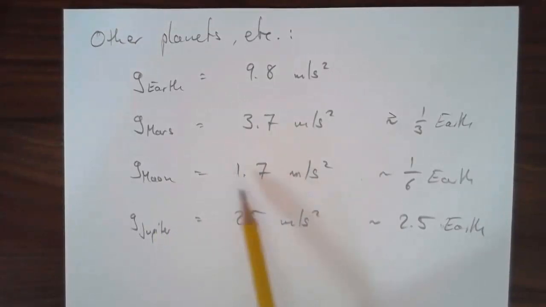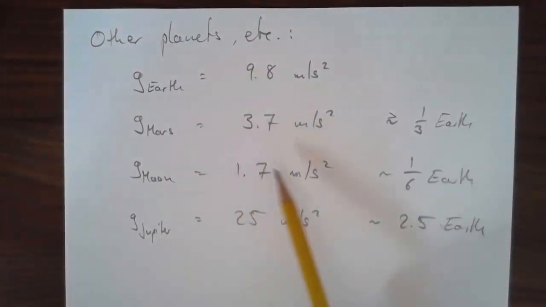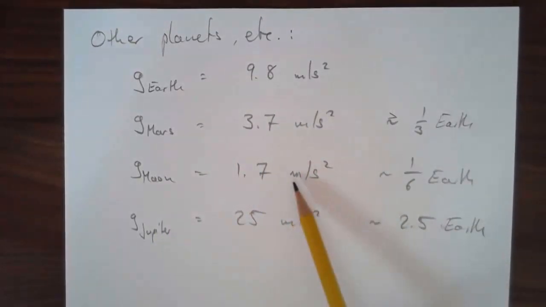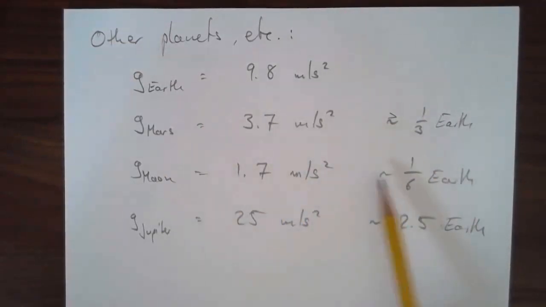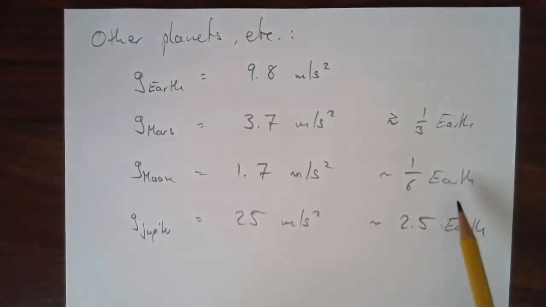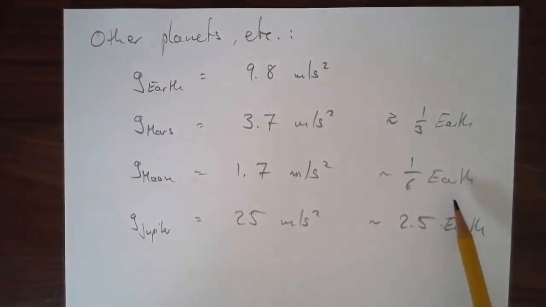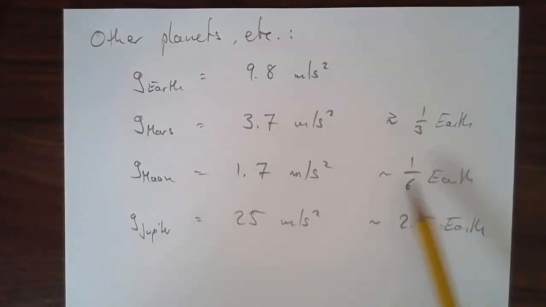On the Moon, it's even lighter. It's 1.7. The Moon is very small compared to the Earth. It's also small compared to Mars. And it's about 1/6 of the Earth. So when they dropped the hammer and the feather during the Apollo 15 mission, it wasn't just that they didn't have air resistance. They also had an easier time watching it because the whole thing happened slower.